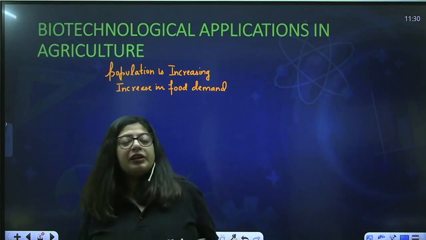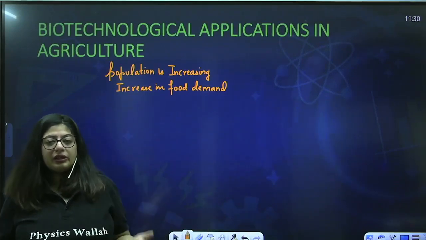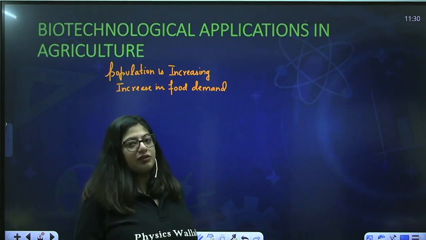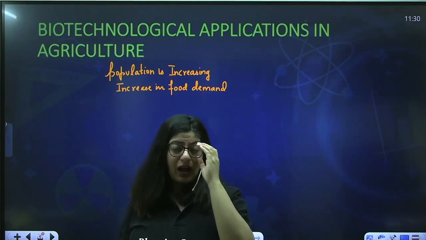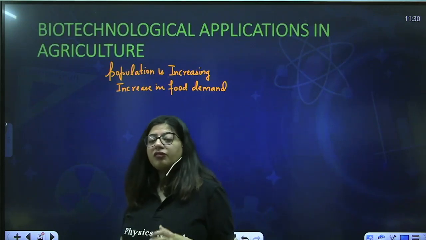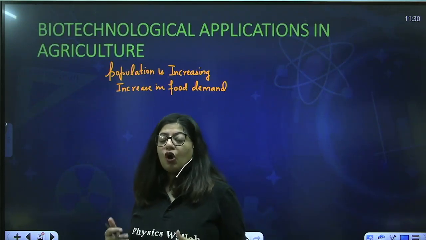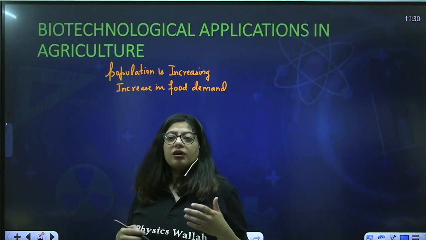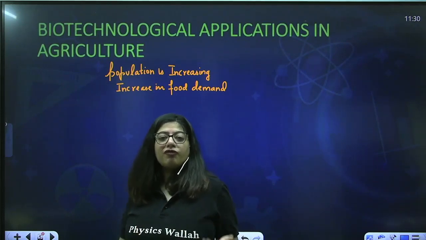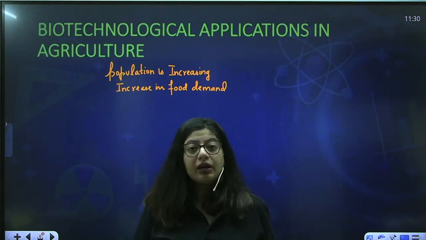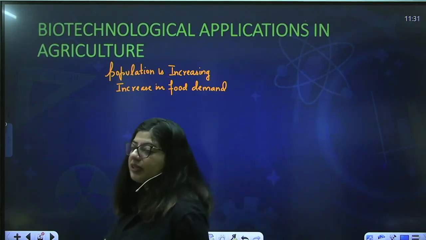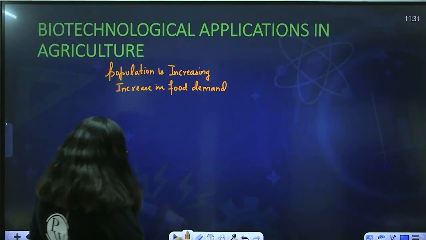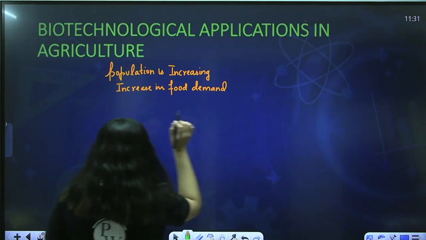So if the people are increasing and there is an increase in food demand, then definitely we need to produce certain crops that are very high yielding, that can give you more variety, or we can say they can give you the food in less time in comparison to the others, right? So this was a problem. But how can you increase the food supply?